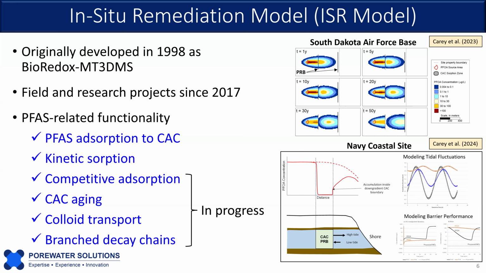Most recently, in some of the research projects I'm involved with now, we're looking at competitive adsorption effects in the barrier. How does that affect the longevity of these barriers? We're also looking at the effects of aging of the activated carbon in the barriers, colloid transport, so CAC injections, and what it looks like during and after the injection. And branched decay chains, so we can better evaluate precursor transformation to some of the potentially regulated PFAS compounds.